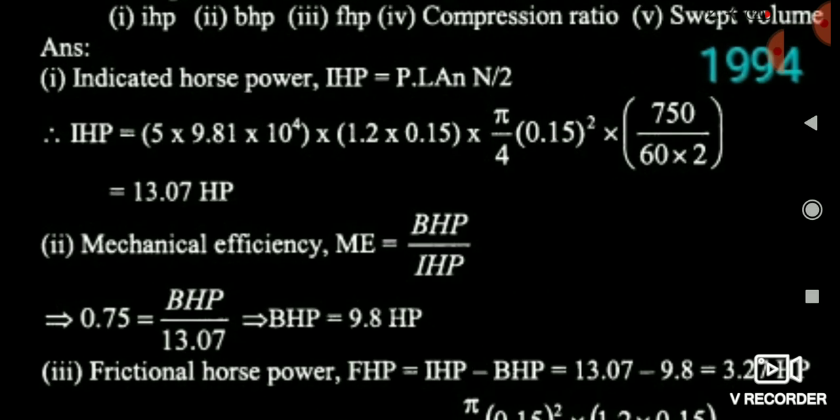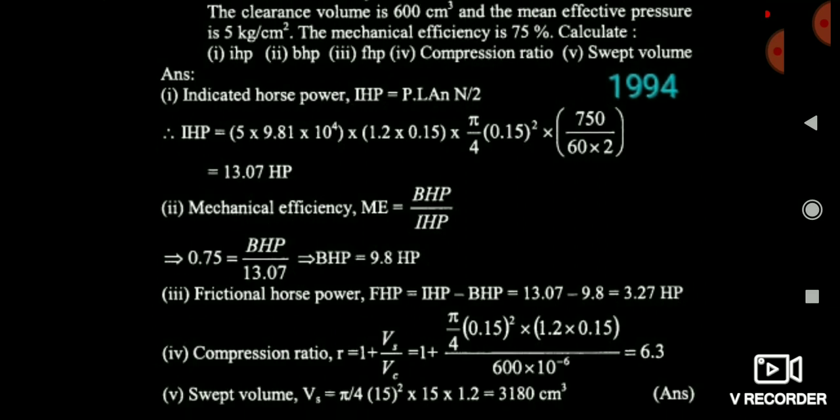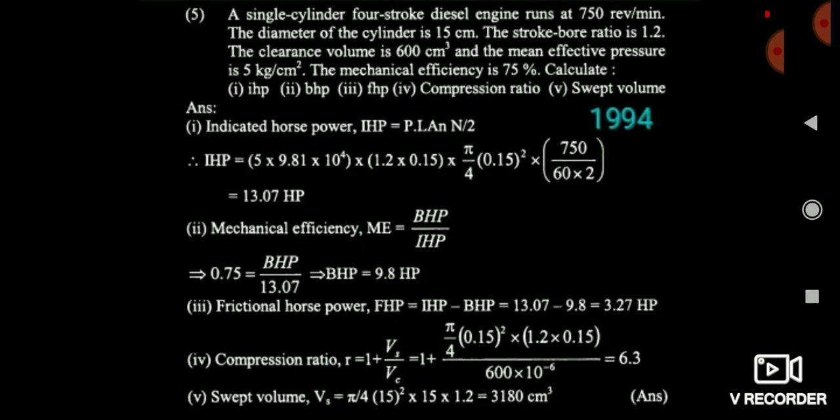Friends, don't be confused about the units. You simply put all these values in SI units first, then you can get your power in watt, and when you have your power in watt, divide it by 746, because 1 HP is equal to 746 watt. So you should divide it by 746 and you can get your value in HP.